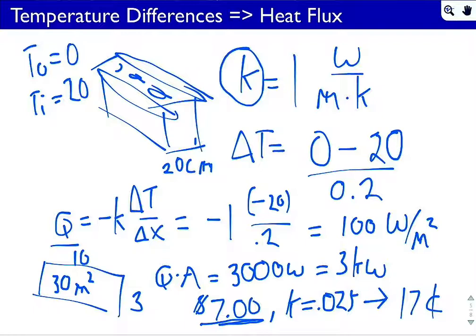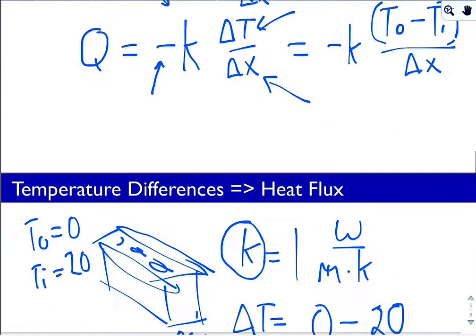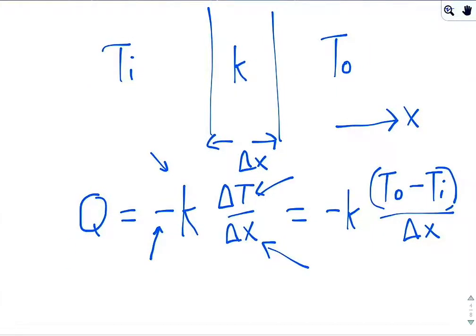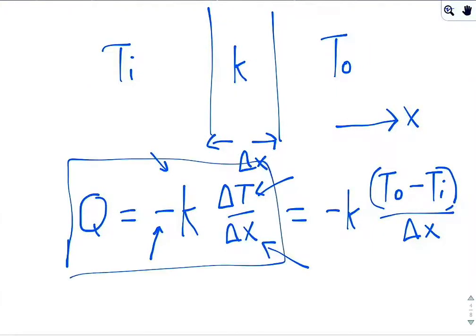So that's a basic idea of heat transfer driven by a temperature gradient, conducted by the material with a material property K, and the material having a thickness delta X. So again, the law looks like this. Let me plug some numbers in, and you may want to double check those.